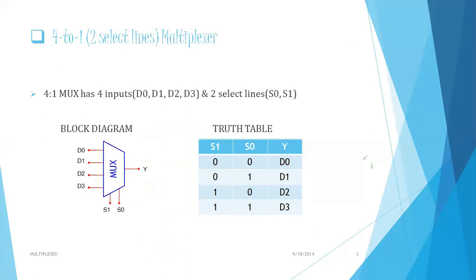So we have to pass the selection lines as 1 0. Finally we got the value as D2. So this way, based on selection lines, we will get the output. Is it clear or not? Multiplexer. Based on the selection line, you will get the output. Is there any doubt regarding multiplexer?